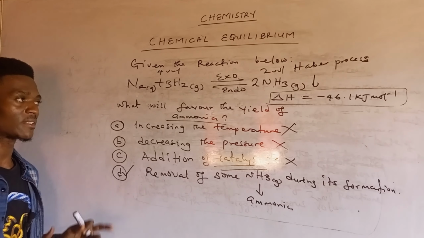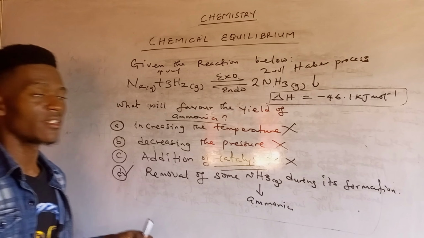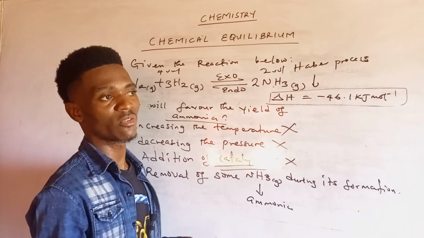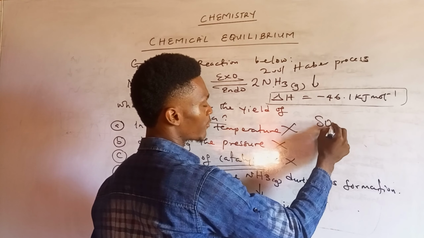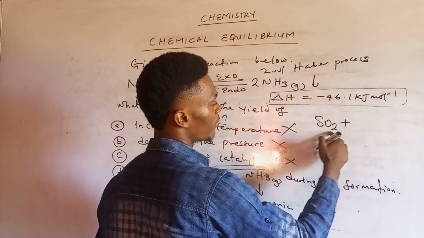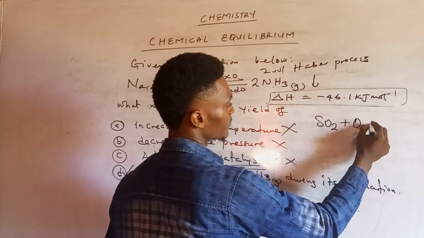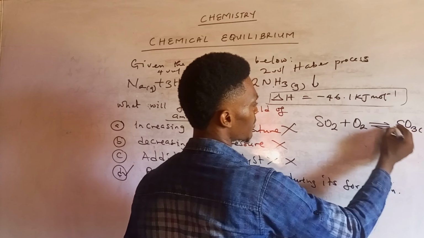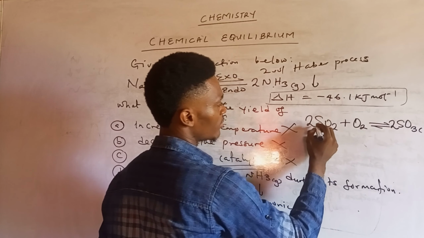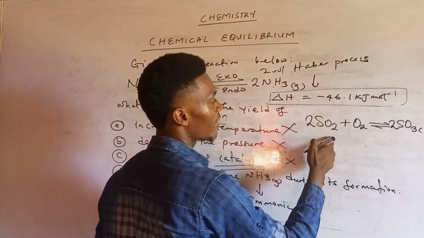We still have other processes that are affected by changes in temperature, pressure and concentration, like the contact process. The most relevant step of the contact process is when sulfur(IV) oxide reacts with oxygen to produce sulfur(VI) oxide, which is the contact process. And balancing this reaction, you have something like this.